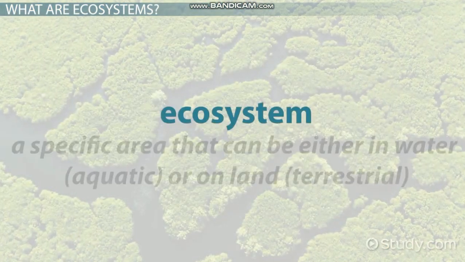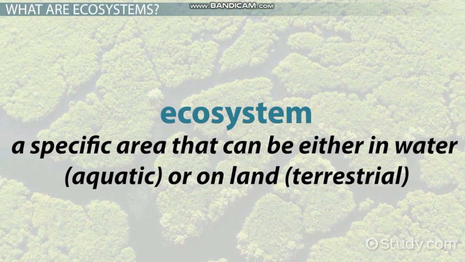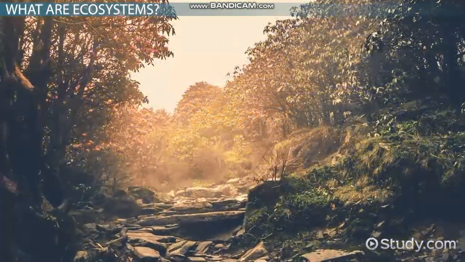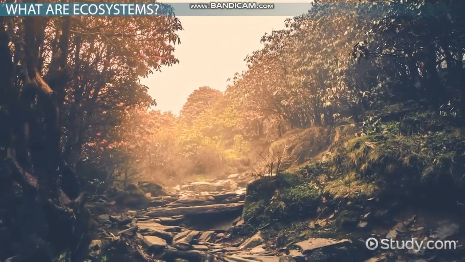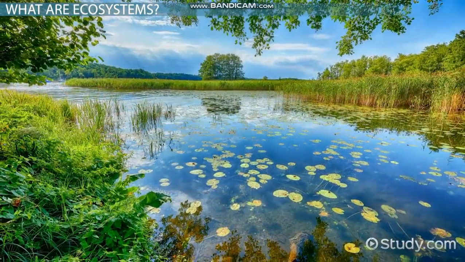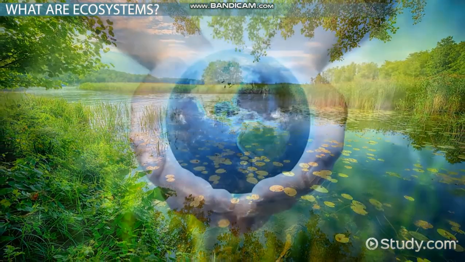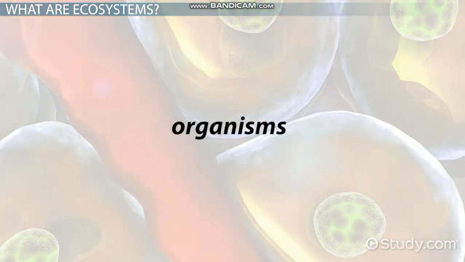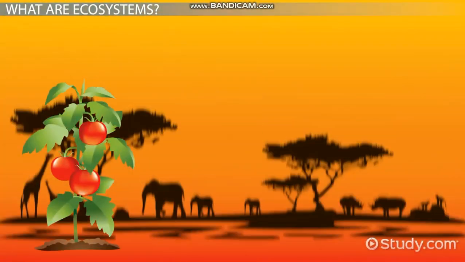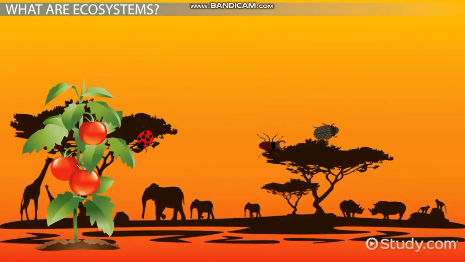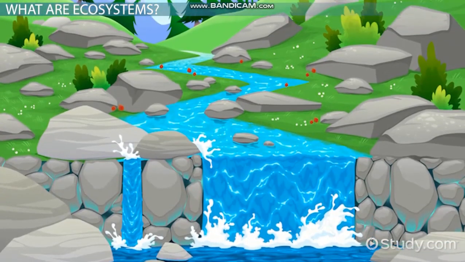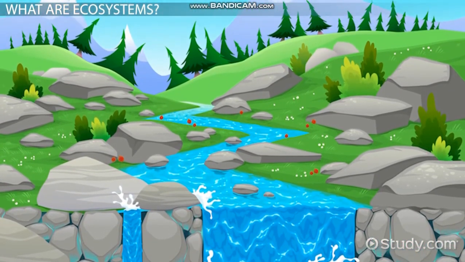An ecosystem is a specific area that can be either in water, aquatic, or on land, terrestrial. Ecosystems can be small, like under a rock, or inside a tree trunk, medium, like a pond, lake, or forest, or large, like the ocean or our entire planet. The living organisms within an ecosystem, such as plants, animals, trees, and insects, interact with non-living things, such as weather, soil, sun, and climate, and depend on each other for survival.